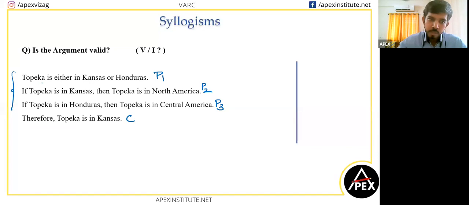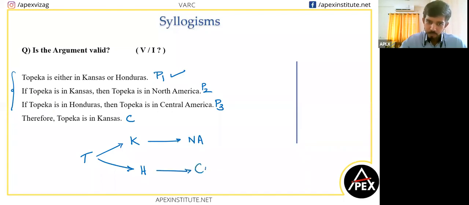Okay, so Topeka is either in Kansas or Honduras. Sometimes in these types of questions, make a diagram if it helps. So what does premise one tell us? Topeka is either in Kansas or in Honduras. Simple. So this is premise one. If Topeka is in Kansas, then Topeka is in North America. If Topeka is in Honduras, then Topeka is in Central America. But bearing in mind, this is if. It's not telling us where it is.